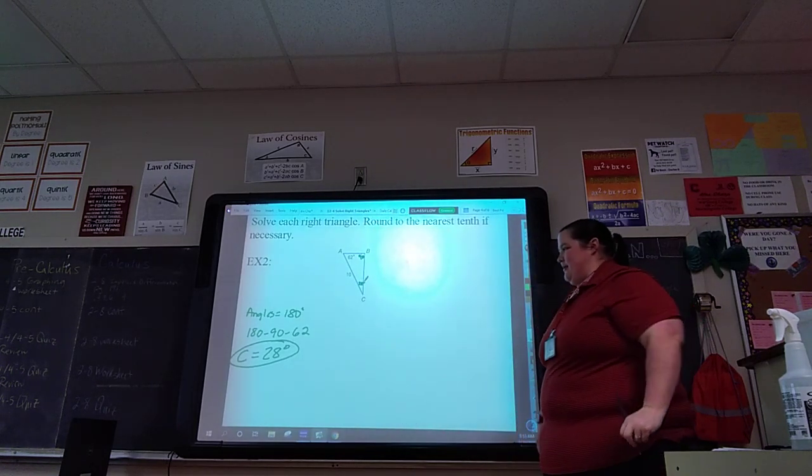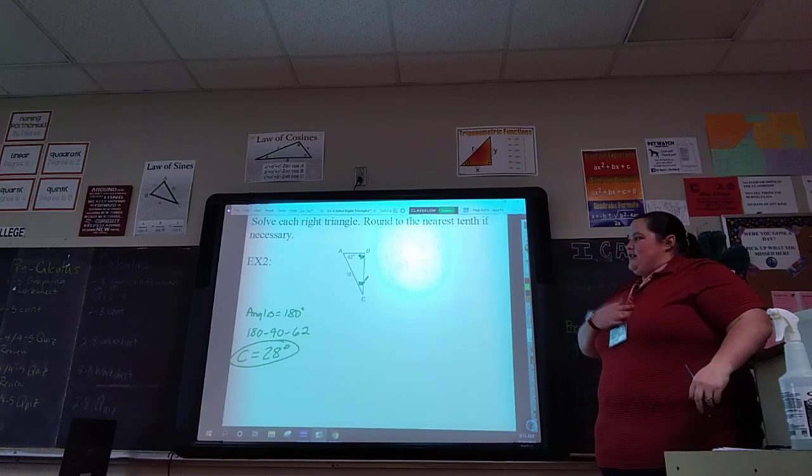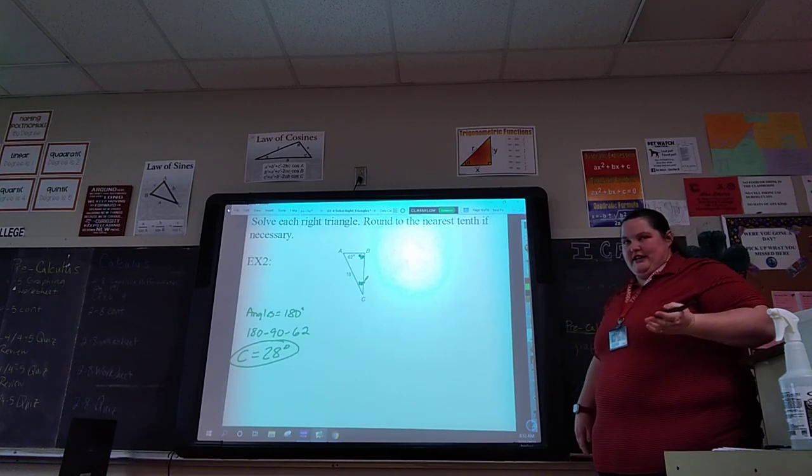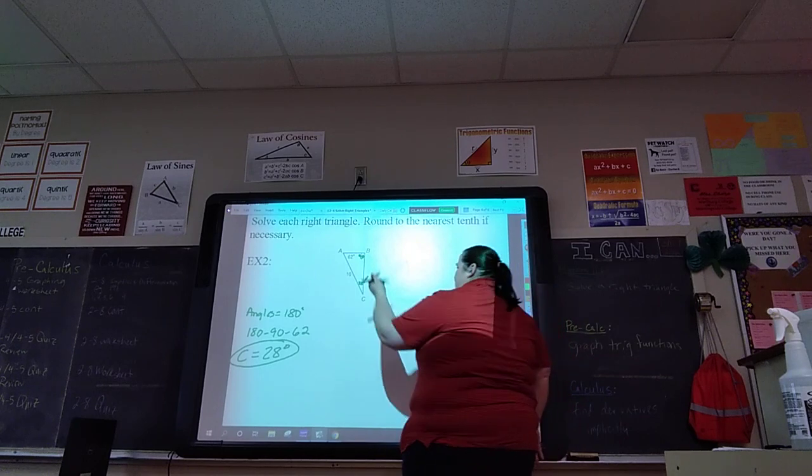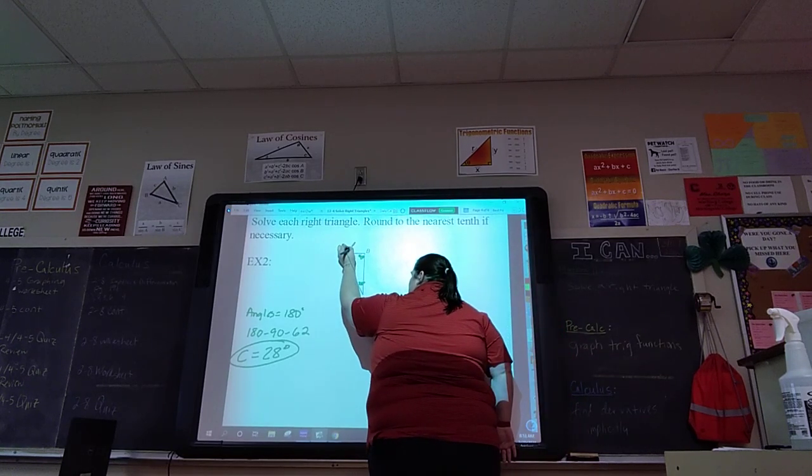Tiny triangles, it's hard to do. So now, the things we're needing to find, we have two sides that we're missing. So I'm going to label one side with an X and one side with a Y.